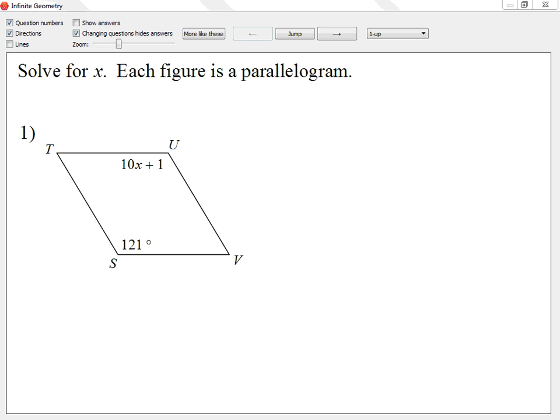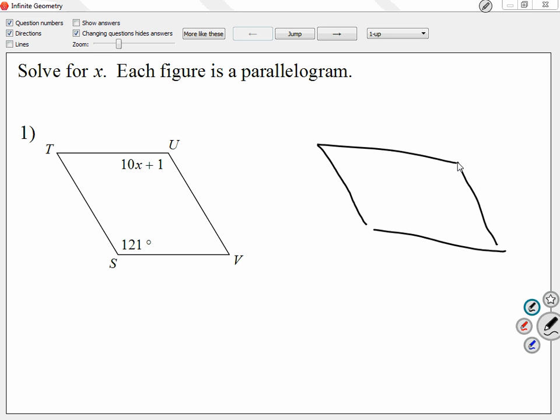The next thing we have to look into is parallelograms. Before I look at question number one, let me draw a parallelogram. Like I said, we talked about them before. One thing is the top and bottom are parallel, and the two sides are also going to be parallel.